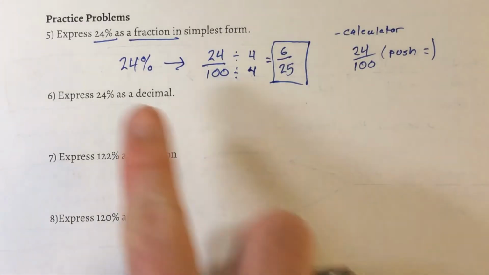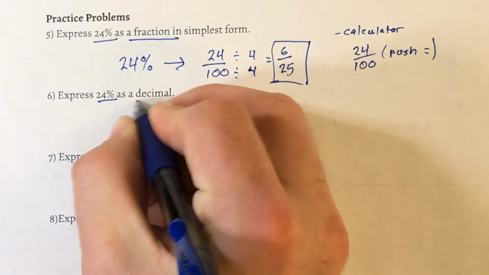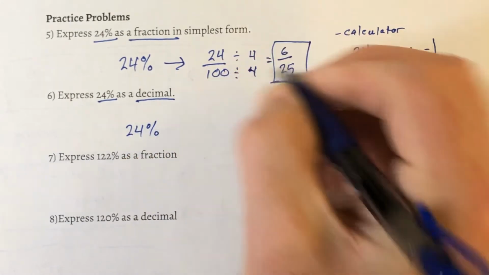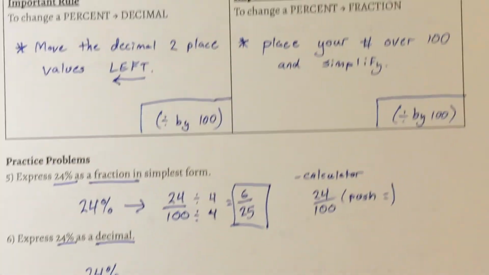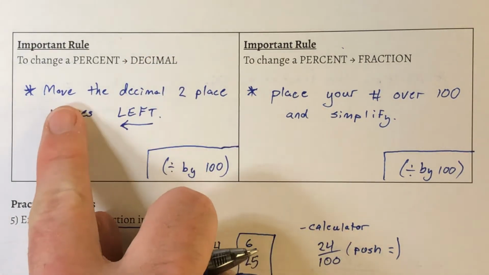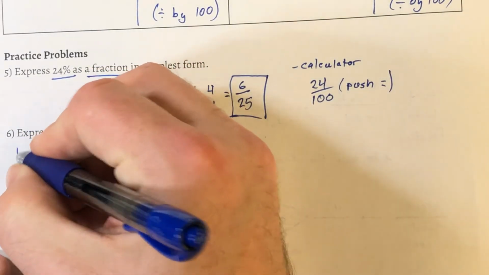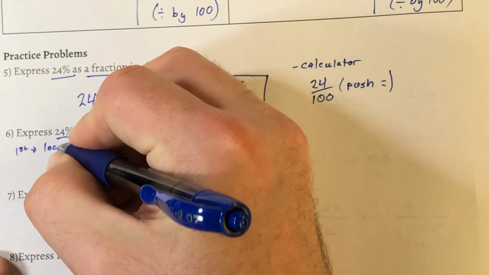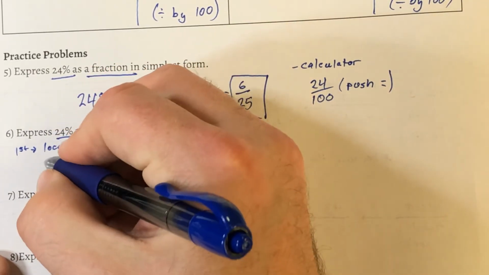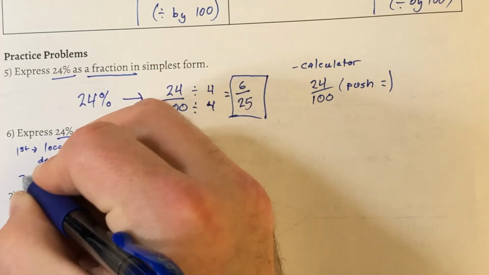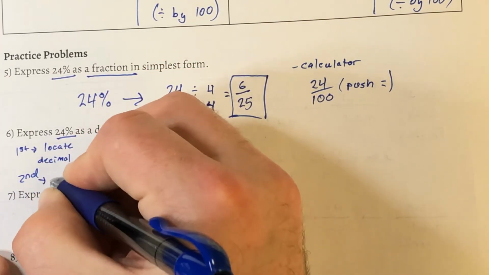Next problem. Express 24% as a decimal. So I have 24%, and our rule says to change a percent to a decimal, I move the decimal 2 place values left. So essentially, this has 2 steps. First, locate the decimal. If you're going to move a decimal, you have to know where it is. Second, once you know where the decimal is, move it.